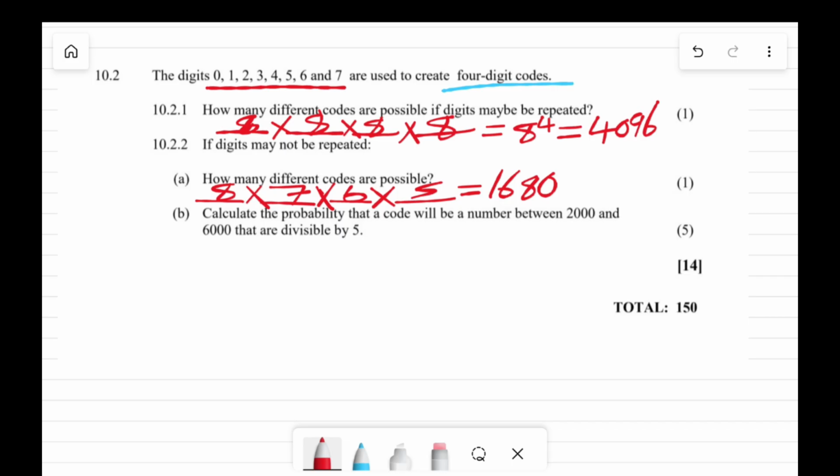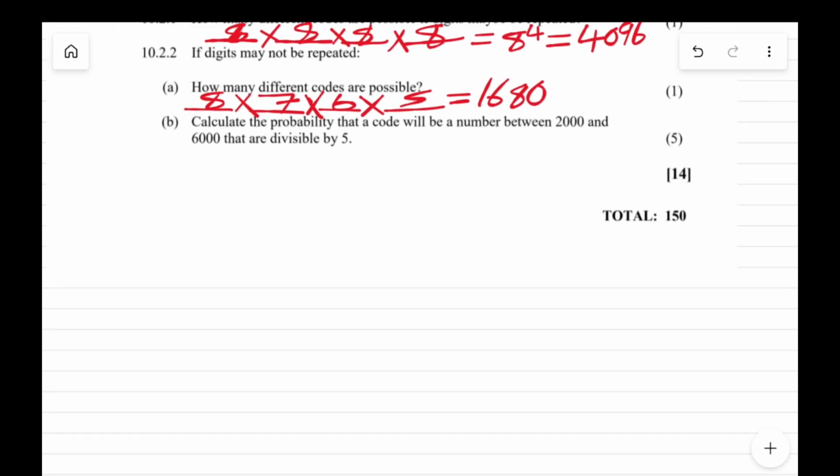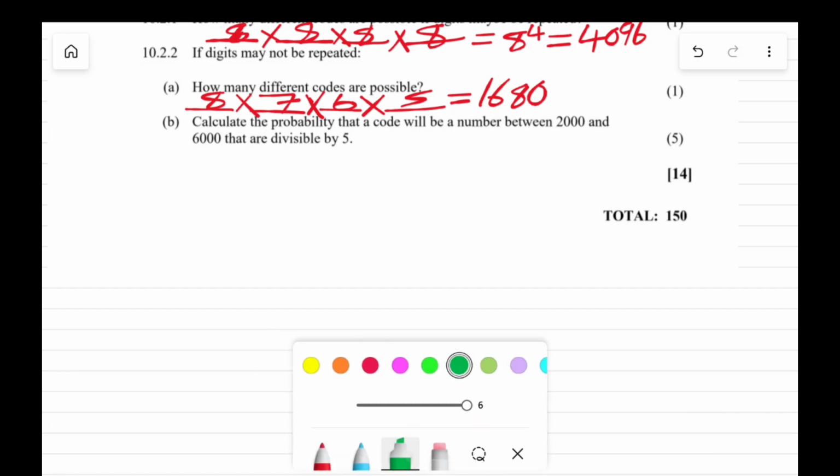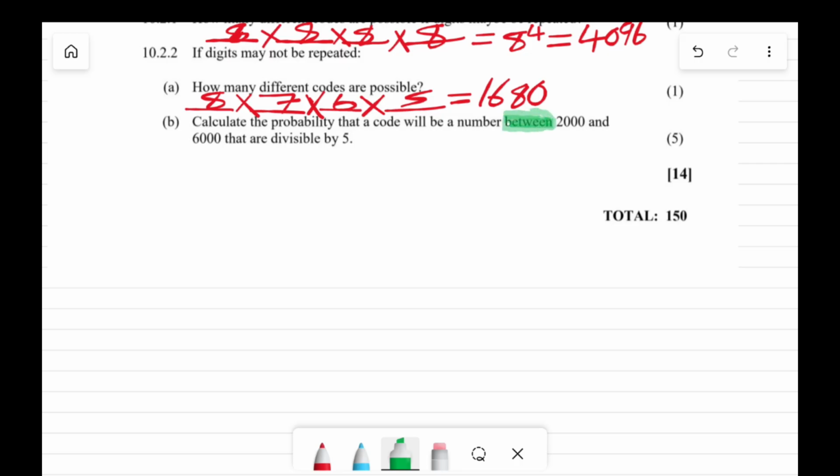Let's come to the more interesting question, question B. Calculate the probability that a code will be a number between 2000 and 6000. Please note this down, all right? The word between means we are excluding 6000. It means 6000 is excluded.